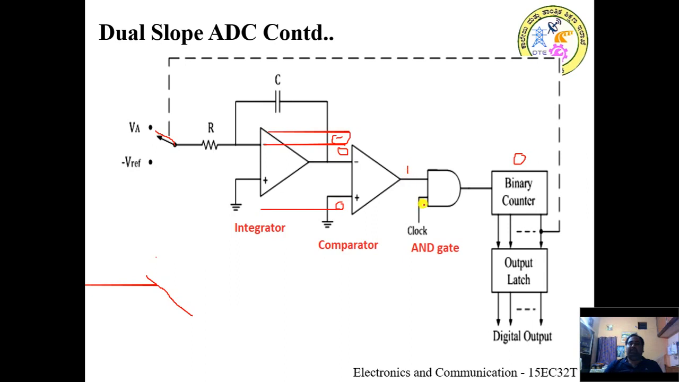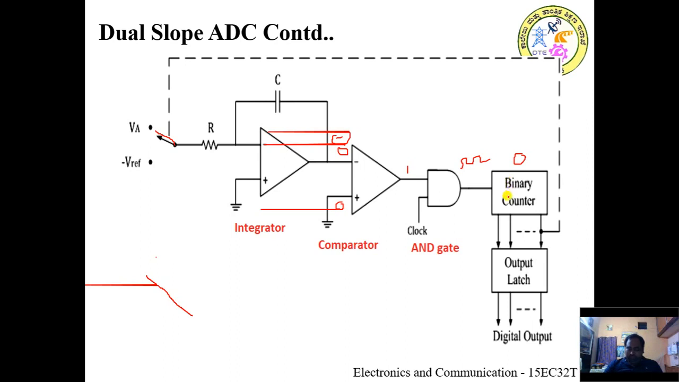So with this, whatever clock signals are available at the other input terminal of the AND gate are passed to the binary counter stage. Means here I can expect the clock signal from the AND gate. Since it is 1 into clock signal, the clock signals are made to pass to the binary counter stage.